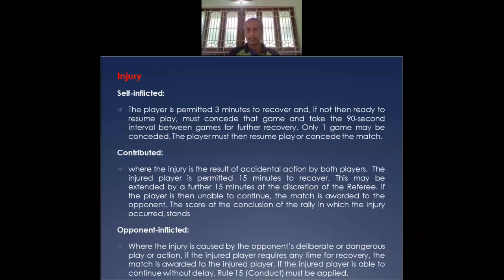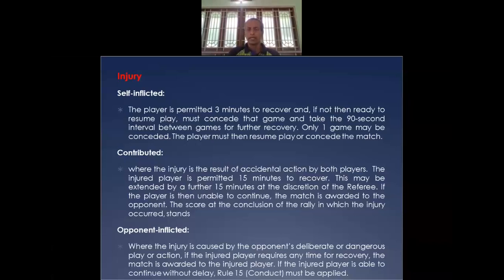And for the contributed injury, again, you make the announcement. The player is settled for 15 minutes. You can say he'll be back on board in sufficient time. You don't have to tell him he gets 15. You can speak to the player and tell him he's settled. You can ask him how long it will take. He should be back on board in a couple of minutes.